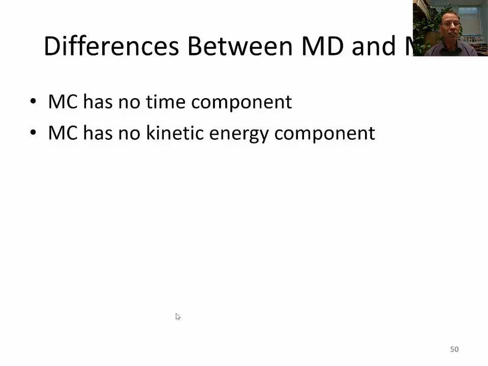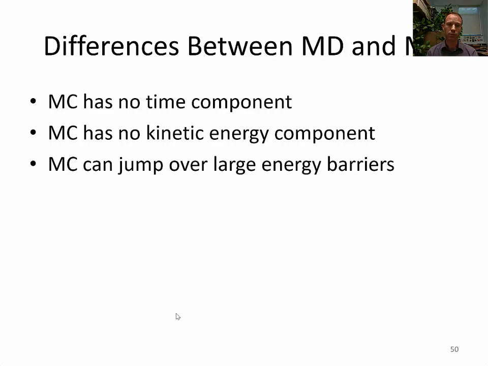Interestingly, Monte Carlo has no kinetic energy component, so it's actually computationally faster because you don't need to calculate forces and so on, you just need to calculate the energy. This makes it fast, but it means that you can't get things associated with the motion of molecules either. Motion, if you think of it, is movement of a component as a function of time. Again, we don't have this time component in Monte Carlo.